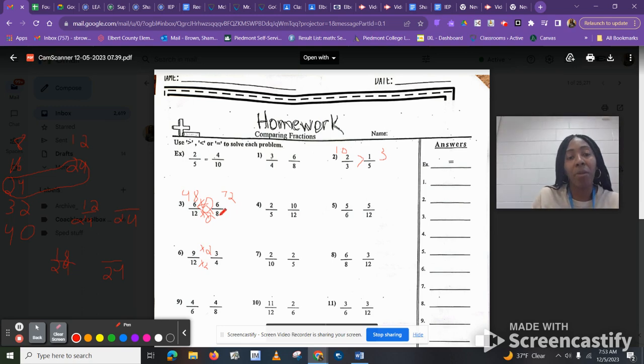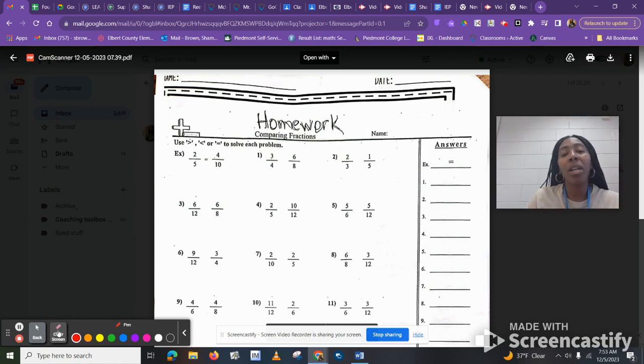Over here, I need to ask myself what I do to 8 to get 24, and I multiply by 3. So I do this by 3. 6 times 3 gives me 18. So 12 24ths and 18 24ths. I know that 12 24ths is less than 18 24ths. So my sign is opening to the bigger side. So that shows you that's 3 ways that I could figure out to compare these 2 fractions.